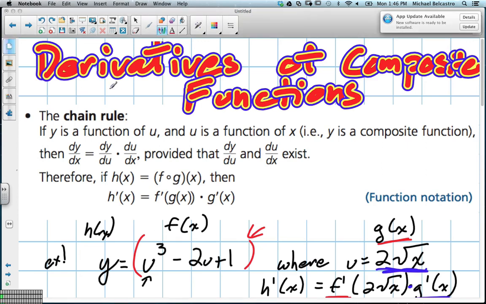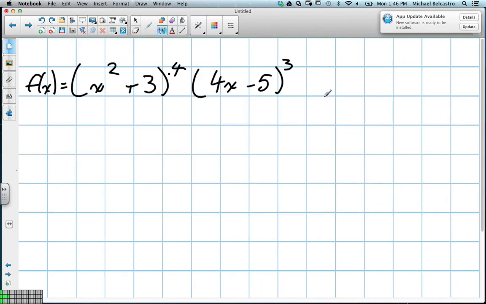Okay, same title, derivatives of composite functions. And like we talked about before, the derivative of it is the derivative of the outside function with the second function inside, multiplied by the derivative of the inside function. So with that idea, we're going to tackle this question.